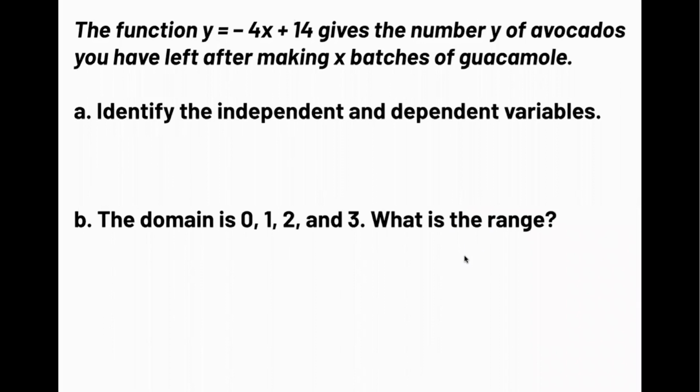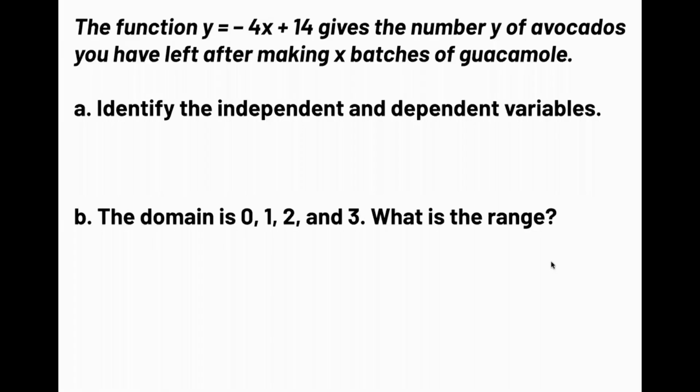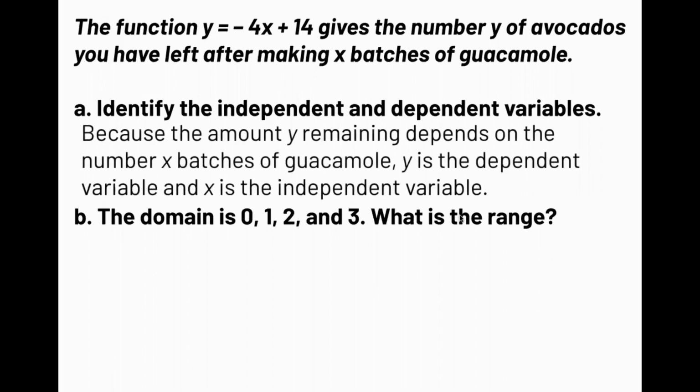Here is another very similar example for us to try. We're given that the function y equals -4x plus 14 gives the number y of avocados you have left after making x batches of guacamole. For part A, we're going to first identify the independent and dependent variables. Now, because the amount y of avocados remaining will depend on the number x batches of guacamole we make, y is going to be the dependent variable and x is the independent variable.